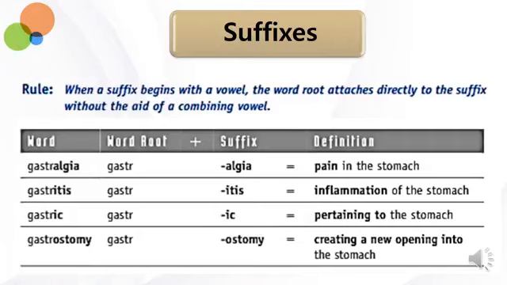The last example is called gastrostomy. I have used the suffix ostomy, which means creating a new opening. So, gastrostomy means creating a new opening into the stomach. I have used the same word root with different suffixes, and I had different words with different definitions.